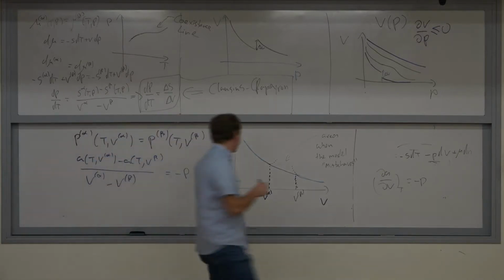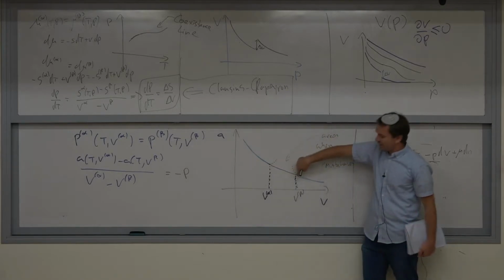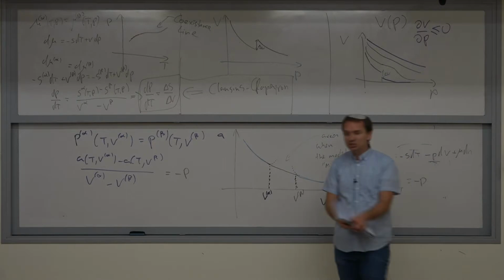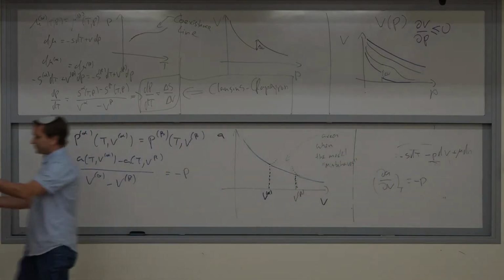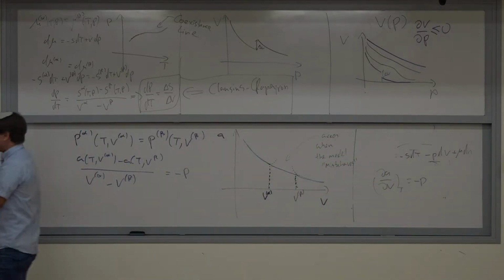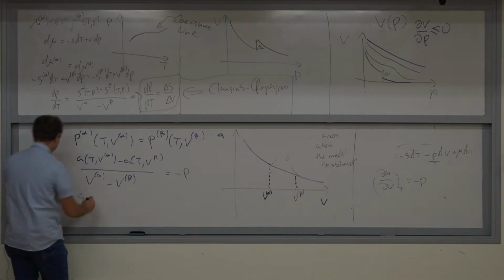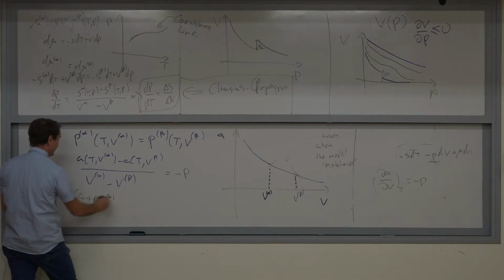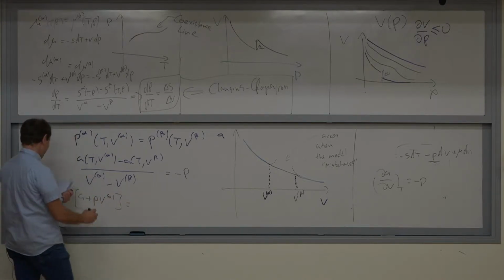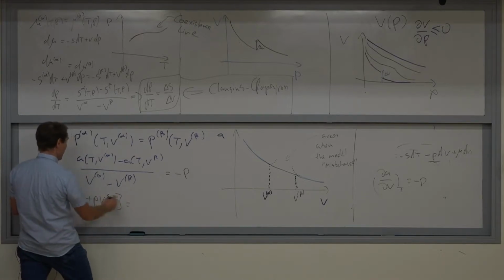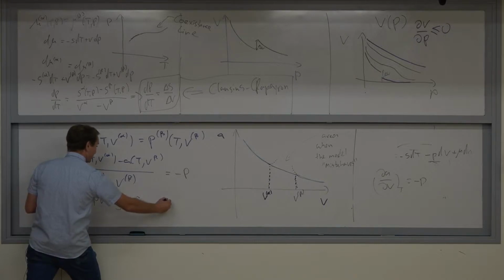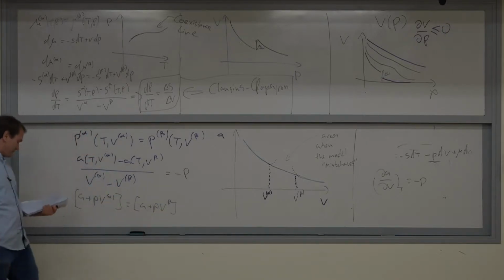P where? P here or P over there? But we know it's exactly the same P. It's exactly the same pressure. This is a condition of the phase transition. So from this equation, what we have is that A plus P V alpha equals A plus P V beta.